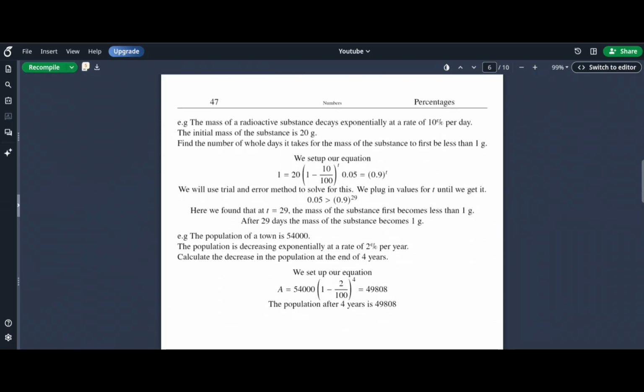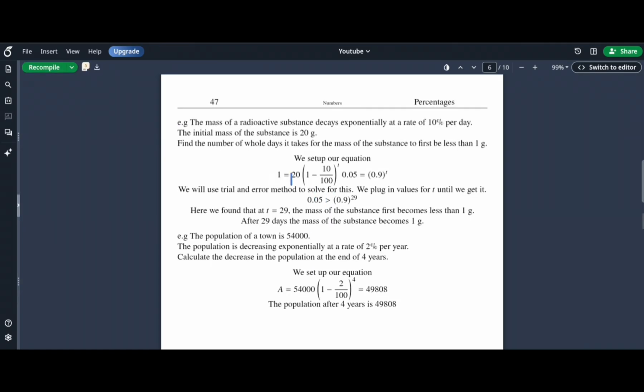Next example: the mass of a radioactive substance decays exponentially at a rate of 10% per day. Okay, here it is per day. I wanted to change it up a little bit. The initial mass of the substance is 20 grams. Find the number of whole days it takes for the mass of the substance to first be less than 1 gram. What do we want? Its mass to be less than this value. Okay, so here is the correct value, less than.